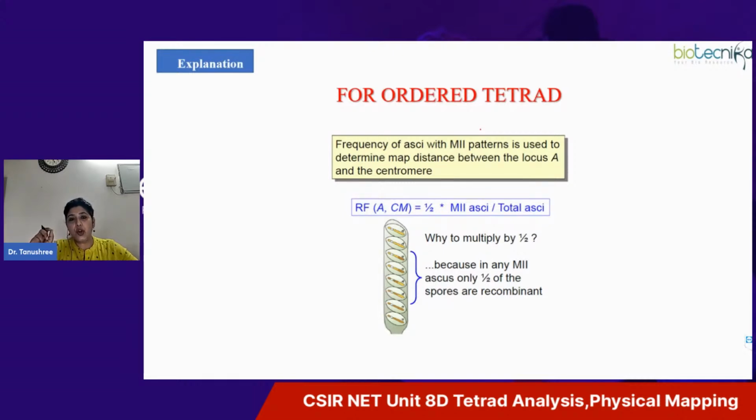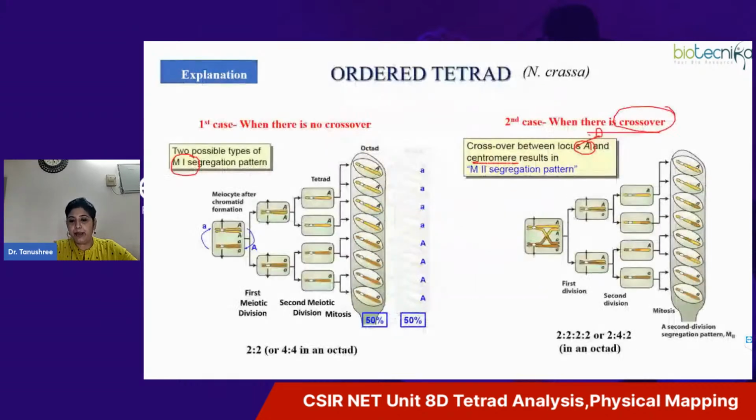Distance of the allele. So we always have to use the formula, and the recombination frequency formula is always the number of recombinants by total progeny into 100. So if you remember, only in the crossover we'll get the recombinants, right? So you can see that these two are non-recombinants, these two are non-recombinants, but these are recombinants, right? So some are non-recombinant, some are recombinant.